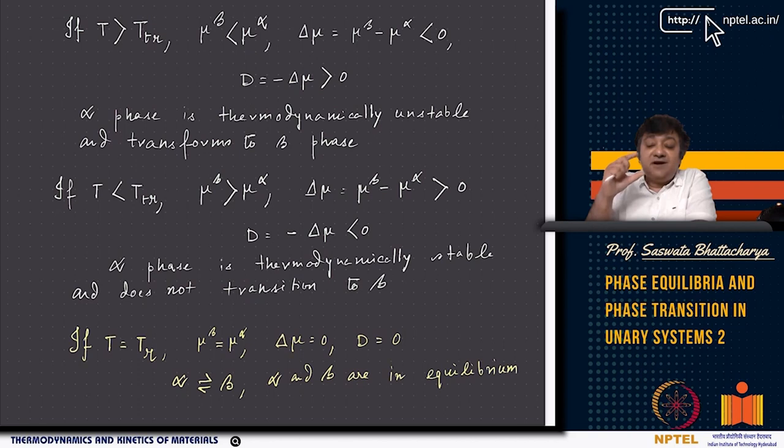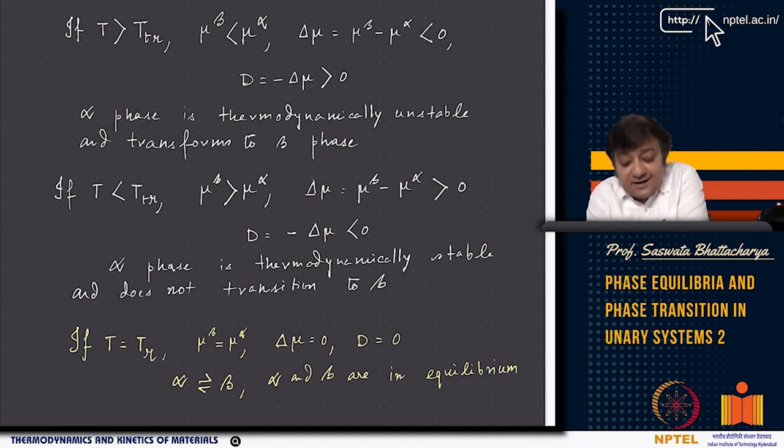Now delta mu, which is mu beta minus mu alpha, is the driving force, and it is less than zero. So minus of delta mu will be greater than zero. Minus of delta mu is the driving force, and that is greater than zero. So what happens if the driving force is greater than zero? Alpha phase is thermodynamically unstable and spontaneously transforms to beta phase.